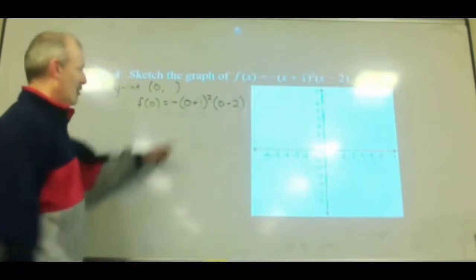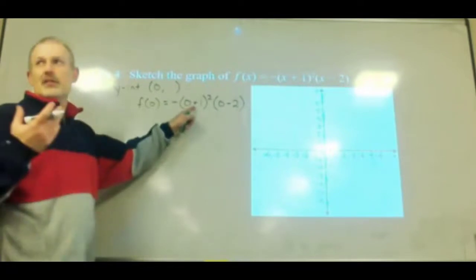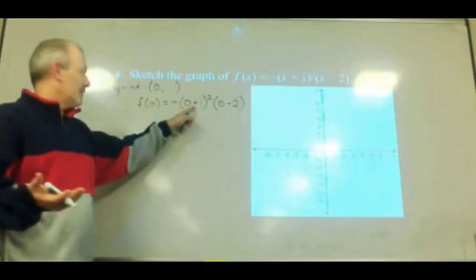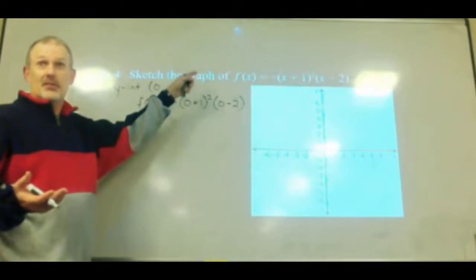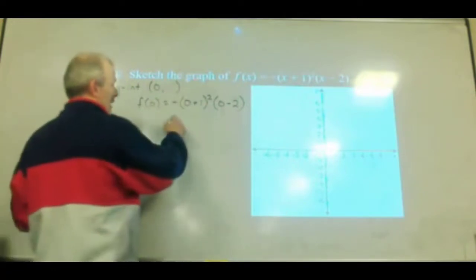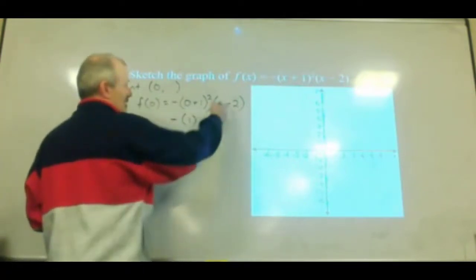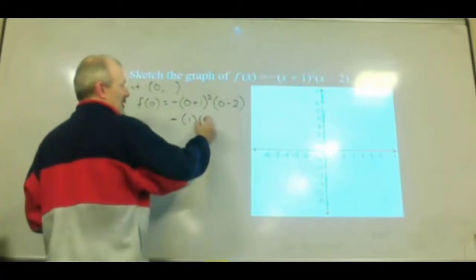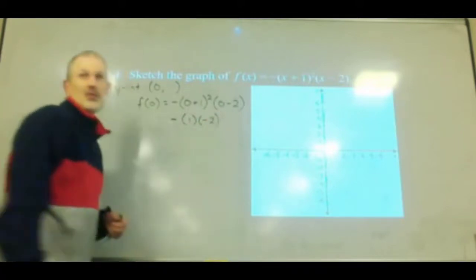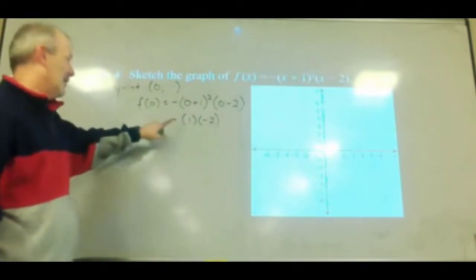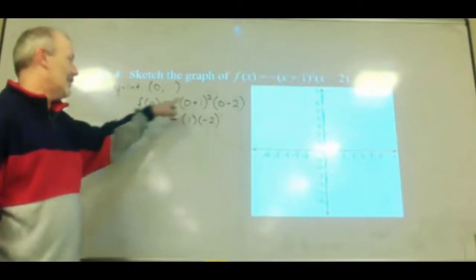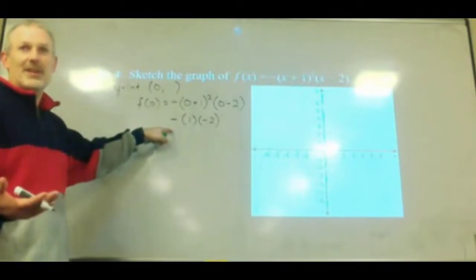Now, again, we want to do our work here. 0 plus 1 is obviously 1. And 1 squared is still 1. So we've got a negative, and then we've got a 1. And then 0 minus 2 is negative 2. When we multiply 1 times negative 2, and then with another negative in the front, what do we end up getting?